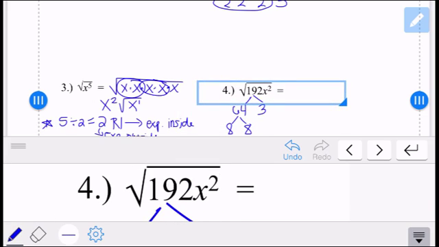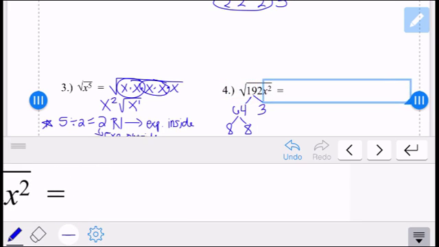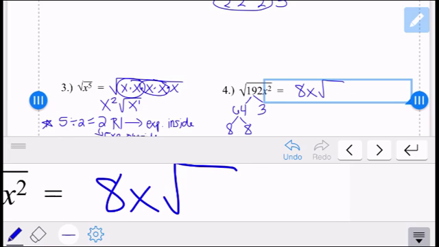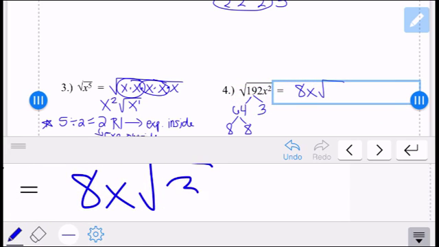And then what about x squared? Well, if we take the square root of x squared, that's just x. So basically what we're going to have here, we have our 8, we have the x that are both outside of the radical, and then underneath we've got that 3 that's left over from the 192. So 8x radical 3.